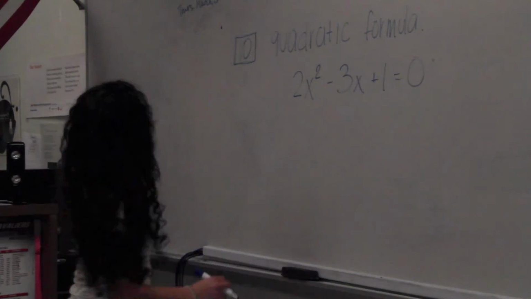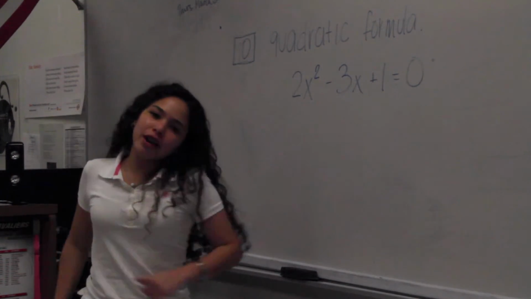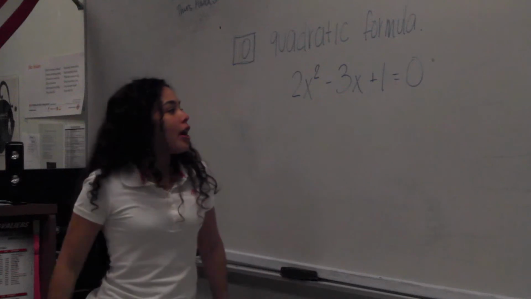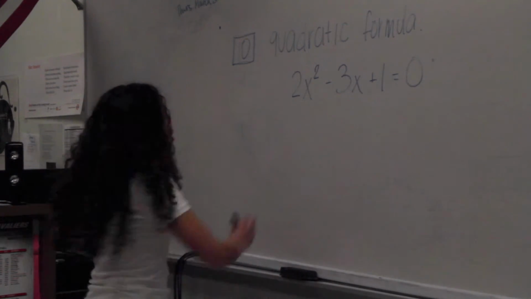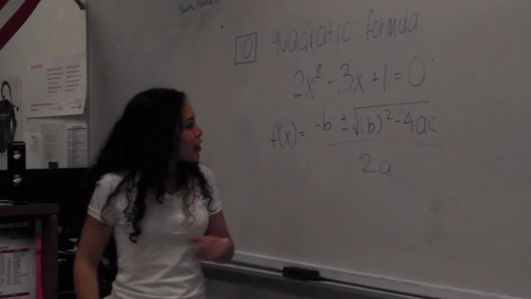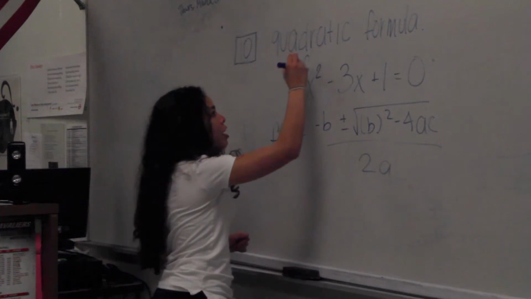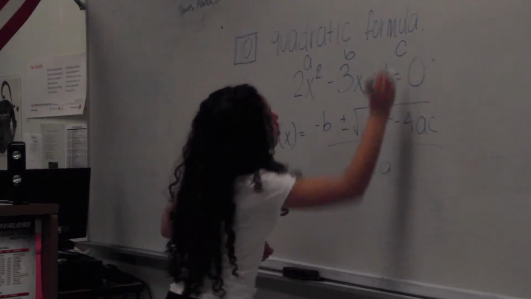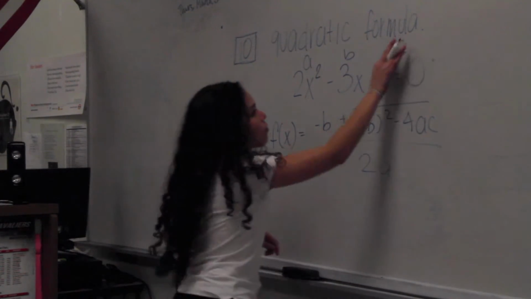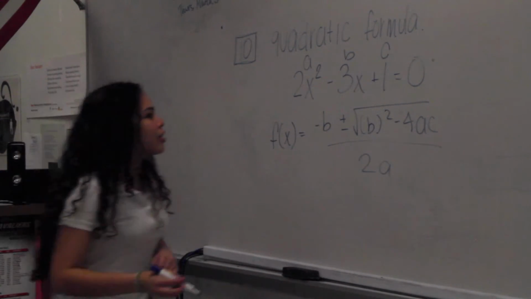Hi guys, so now we are on question number 10. This is going to be using the quadratic formula. I'm going to give you the quadratic formula, then show you how to use it, and then you can go ahead and do it by yourself. So the quadratic formula is, and that is your quadratic formula. So now I'm going to show you how to use it. So remember, this is a right here, this is b, and this is c. That's c. So let's just rewrite it.